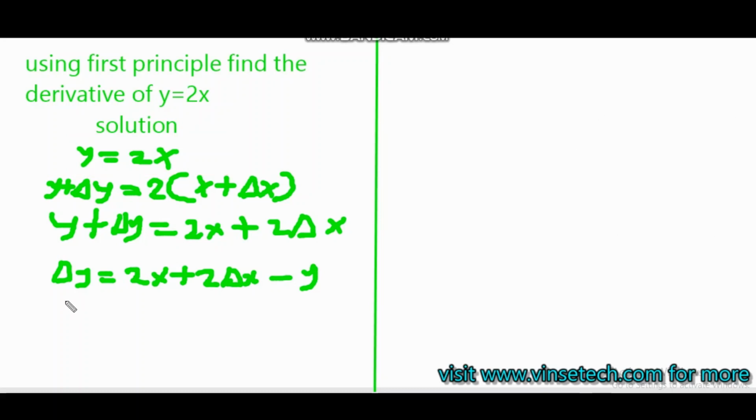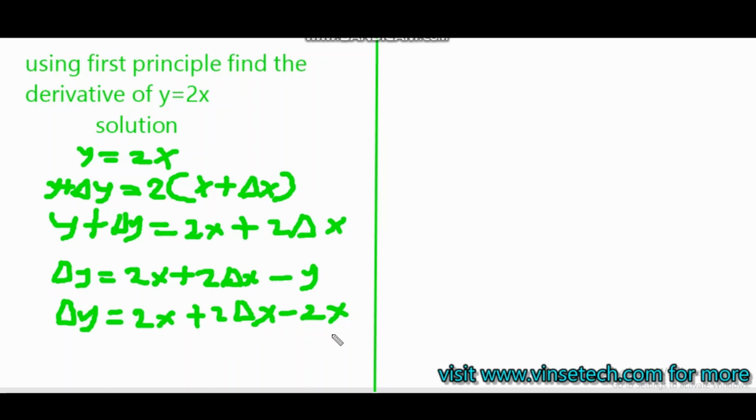Therefore, replacing y with 2x, we now have change in y is equal to 2x plus 2 change in x minus y. We all know that y can be represented with 2x, because from the given question y is equal to 2x. So we're going to replace this y with 2x. Not neglecting this negative sign, you now have minus 2x.